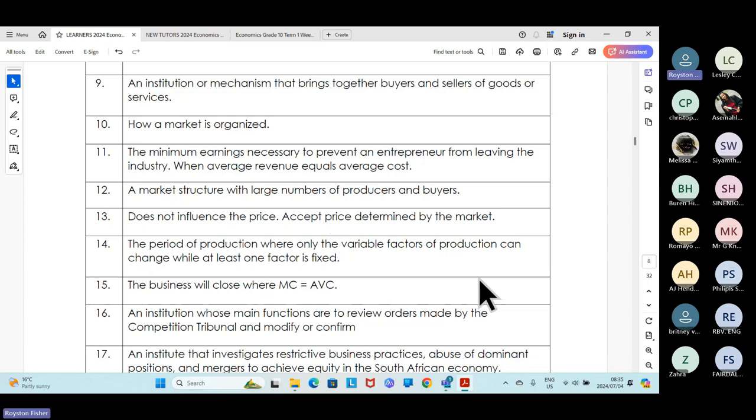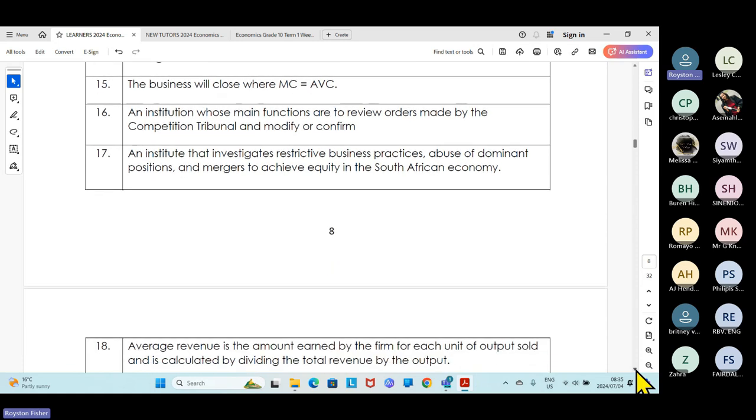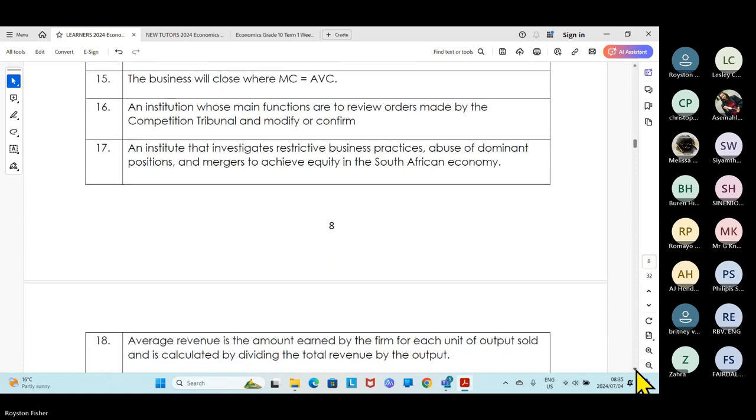The business will close its door where its marginal revenue is equal to its average variable cost. And that is a shutdown point. Thank you to Santa Claus as well as St. Andrews. So when the marginal cost, remember marginal is additional, and then cost, of course, additional cost that they have to fork out when they produce, is equal to your average variable cost, the business will unfortunately have to close its doors because it's not making a profit at the end of the day, nor a loss.